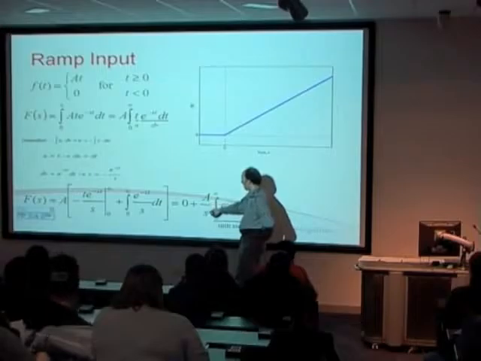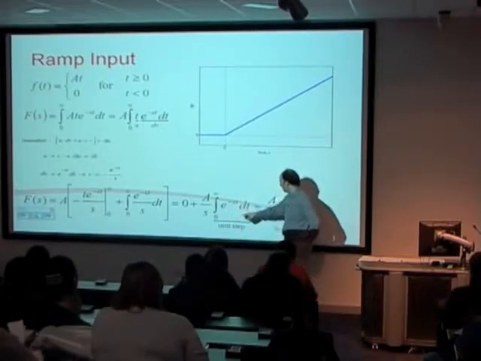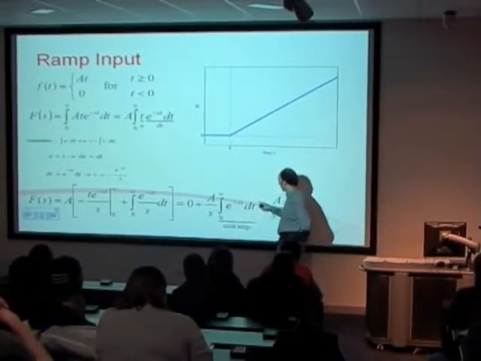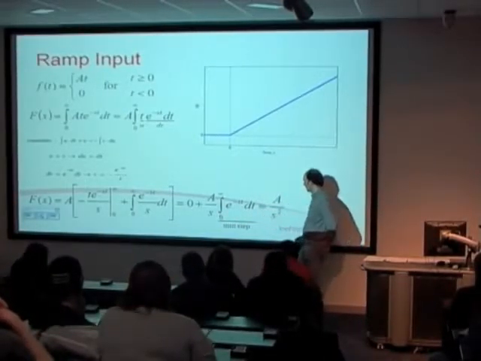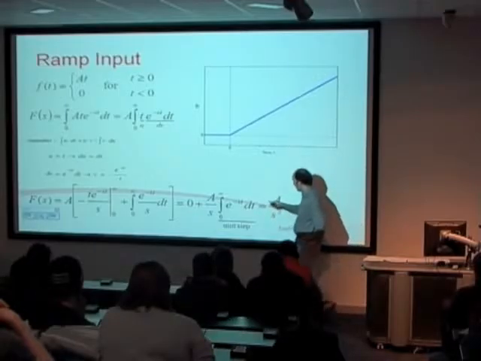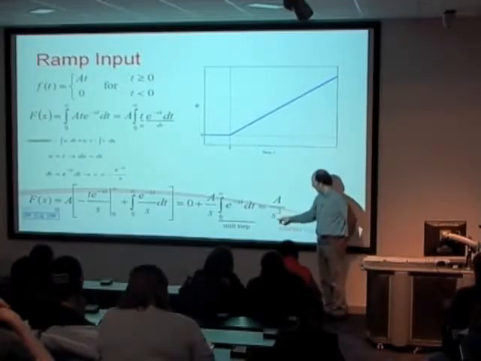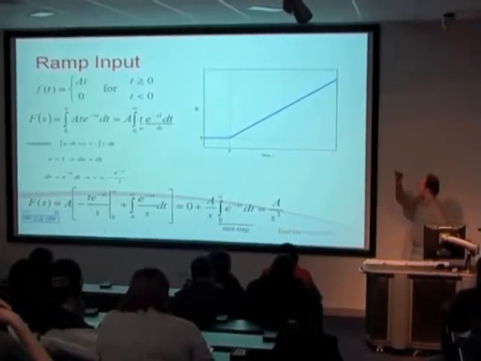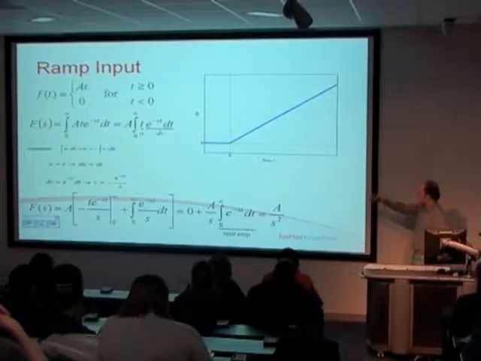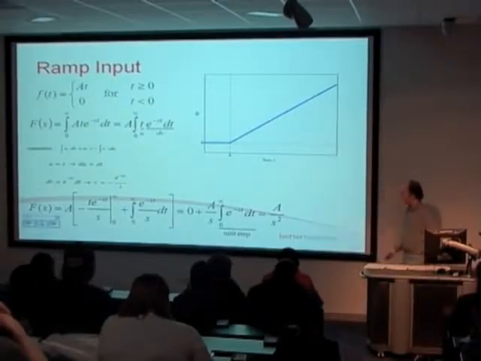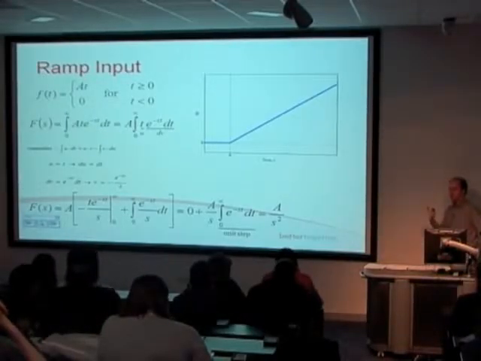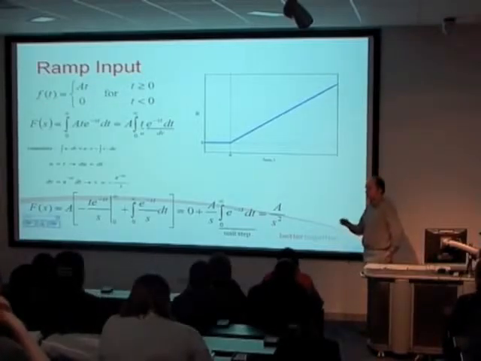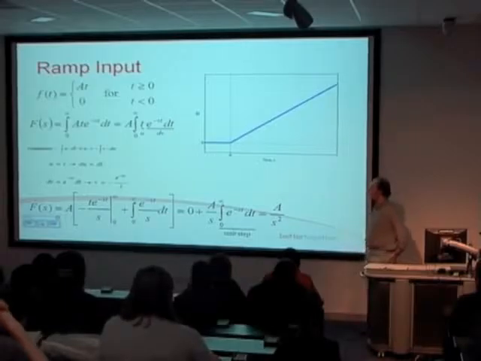And then we've got A over s times the integral between 0 and infinity. And look at this, we've seen that before. That was the unit step function. And so we have A upon s times 1 upon s, and so you get A upon s squared. So the step input was A upon s, the ramp input was A upon s squared, and again, if you have A equals 1, then you have what's known as a unit ramp input. Unit step input, unit ramp input.